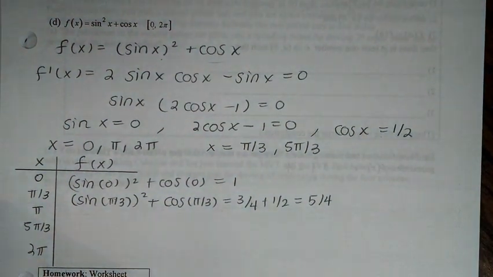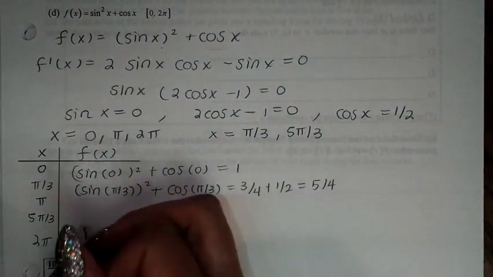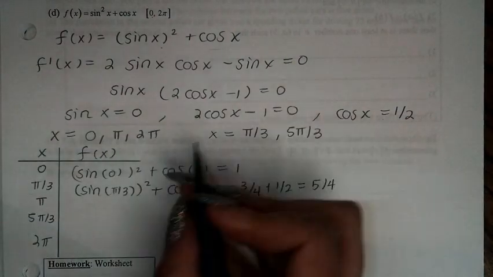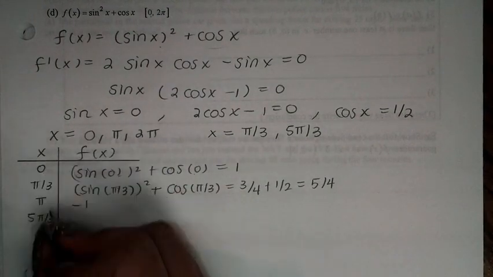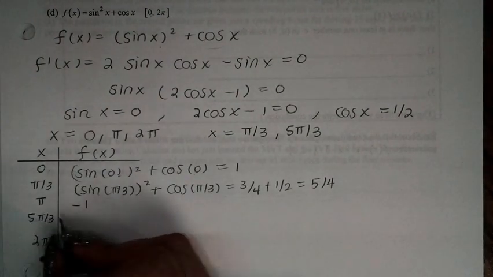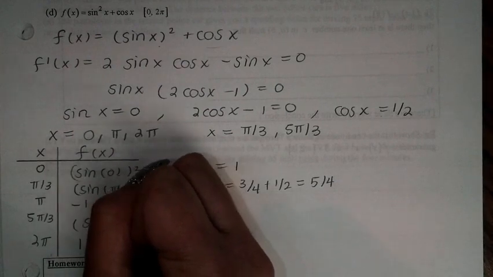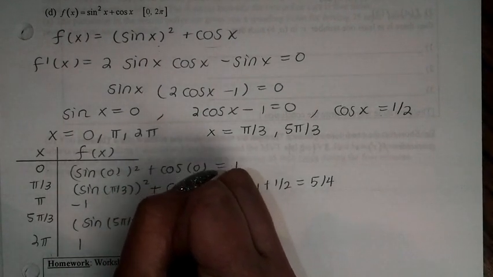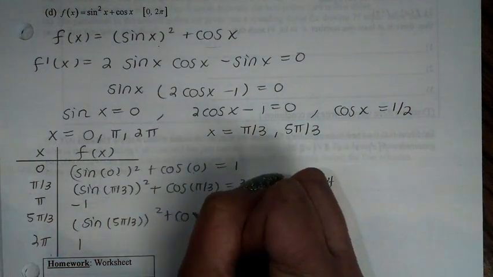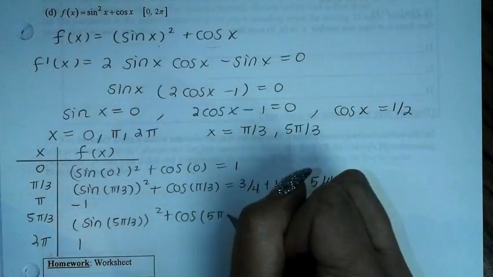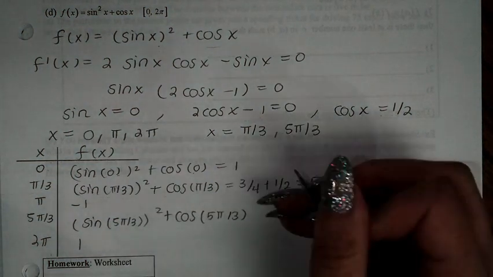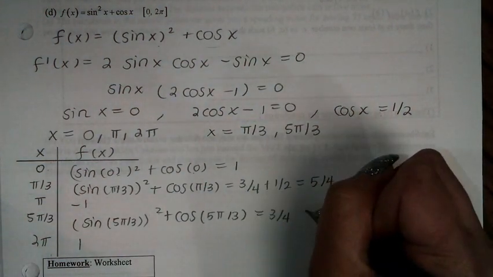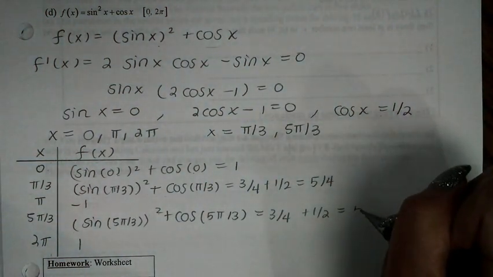Okay, so knowing your unit circle, then with pi, you know that sine is 0, but cosine is negative 1, so that's negative 1. Actually, for 2 pi this is 1 because it's the same value as 0. This guy is going to be a little bit different, right? The only thing that is different, it's not going to affect anything, is the fact that sine of 5 pi over 3 is going to be negative root 3 over 2. But since you have the square, that's going to be 3 over 4 plus 1/2. So you again have 5 over 4.